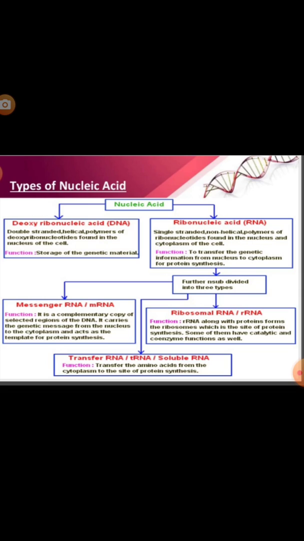Second is ribonucleic acid, that is RNA. RNA is always single stranded. There is the presence of only a single strand, that is 5 prime to 3 prime. No antiparallel strand, no complementary strand. It is always in a singular form. Polymers of the ribonucleotide are found in the nucleus and the cytoplasm of the cells. Mostly RNA is found both in the nucleoplasm and also in the cytoplasm as well.